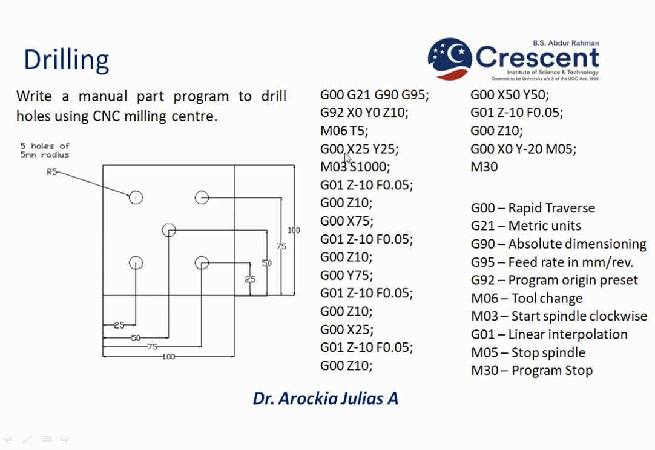Now next is G00 X25 Y25. So using rapid traverse, we are moving to this particular location, X25 Y25. So that is the center point of the first hole. Now M03 S1000. We are starting the spindle using this. M03 is to start the spindle in clockwise direction, and the speed value is 1000 RPM. You can define whatever you want, depending upon the situation.